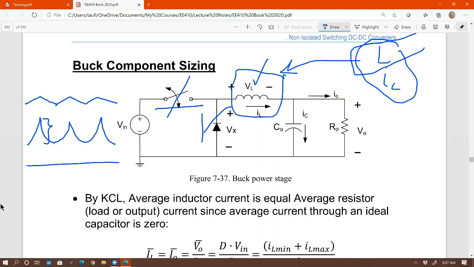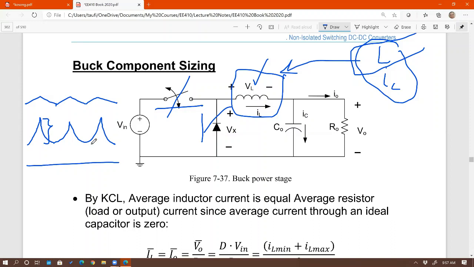So inductor is pretty, what do you call it? What's the word I'm looking for? A robust, right? Or a very tough component, right? Inductor. Compared to the switch and diodes, these are all very sensitive, more sensitive than the inductor.